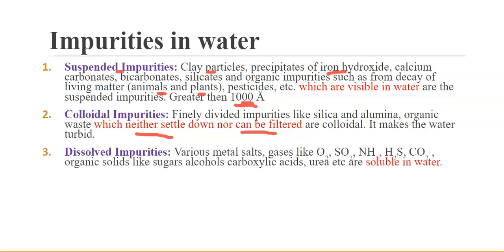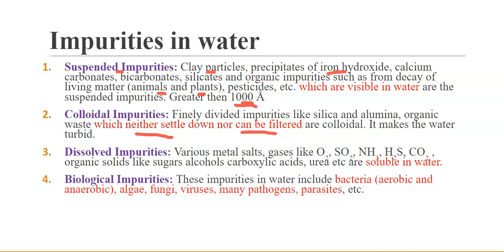That is colloidal impurity. Next is dissolved impurities. The impurities which we cannot see are in dissolved form, like various metal salts, gases, and organic solids like sugar, alcohols, carboxylic acids, urea. Those are water soluble. So the impurities which we cannot see are called dissolved impurities and hence they cannot be removed by simple filtration.